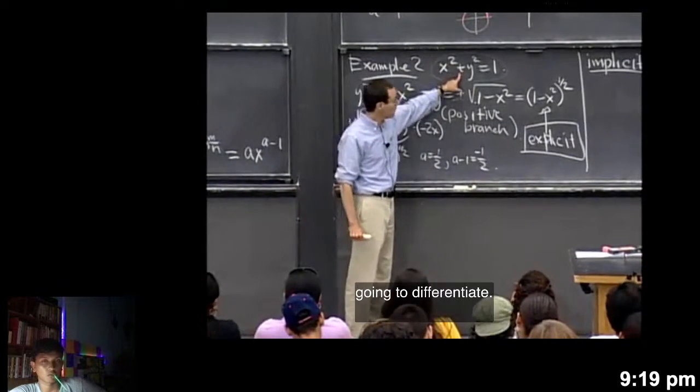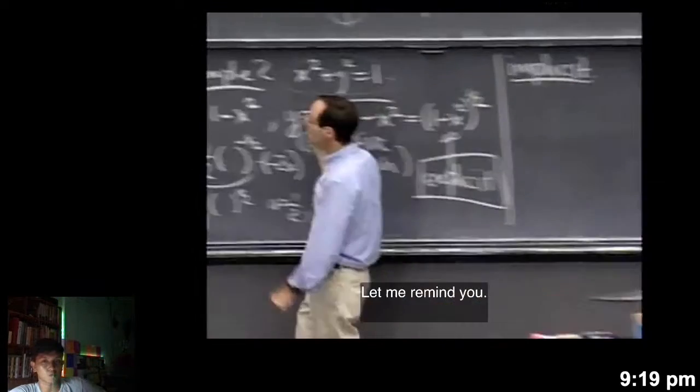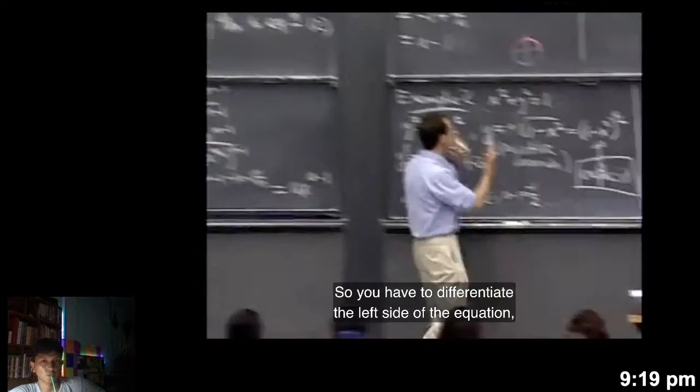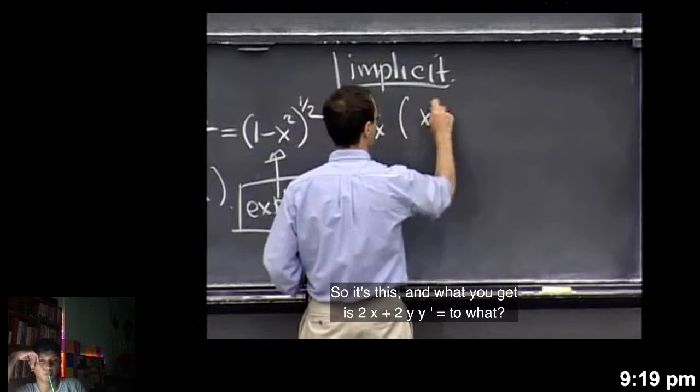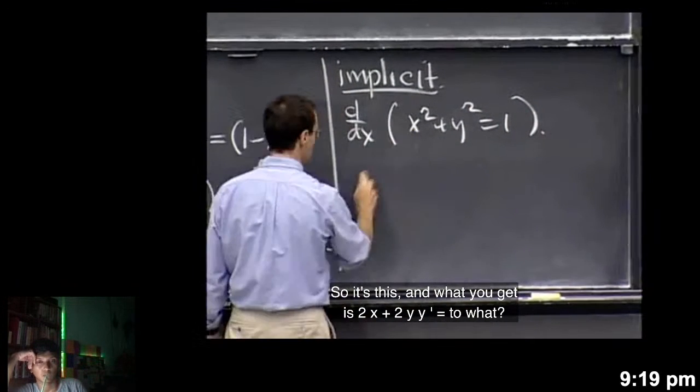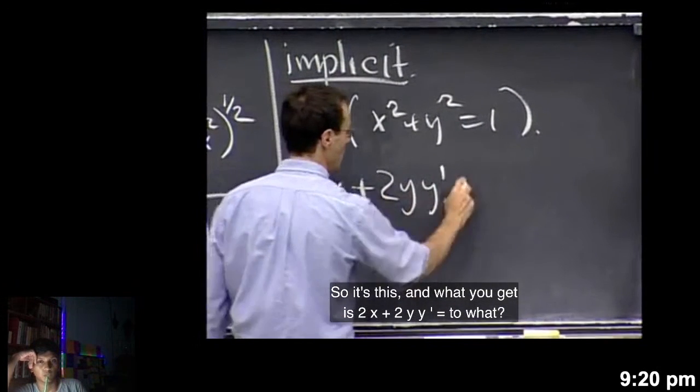So what happens? So again, what's the method? Let me remind you. You're applying d by dx to the equation. So you have to differentiate the left side of the equation and differentiate the right side of the equation. So it's this. And what you get is 2x plus 2y y prime is equal to what? 0. Derivative of 1 is 0.